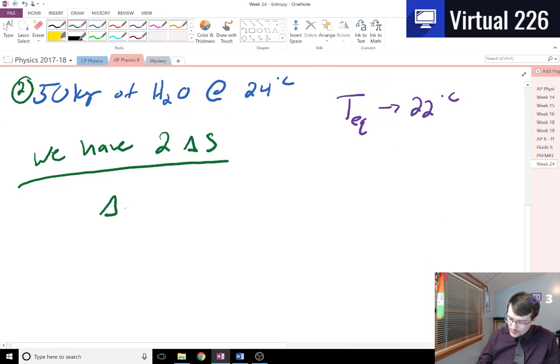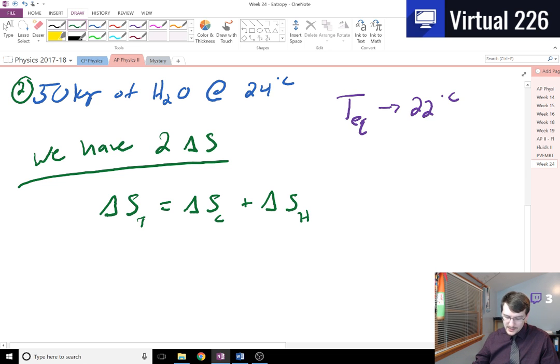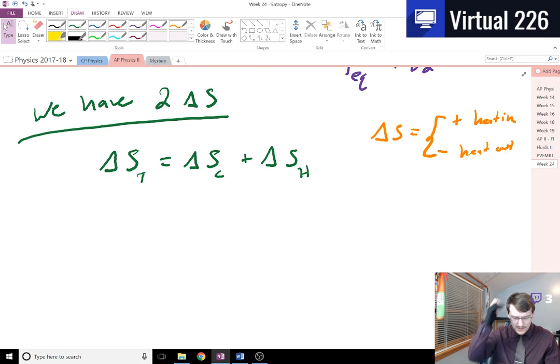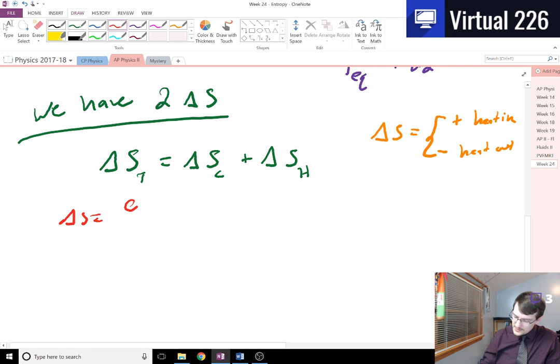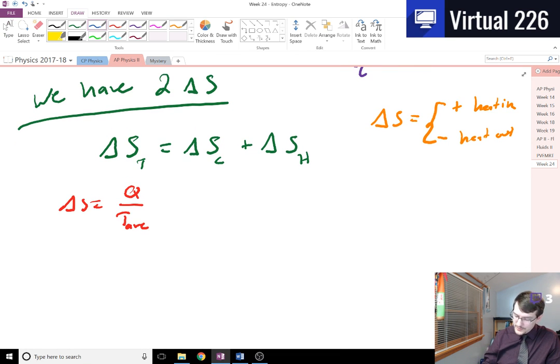So our total delta S is going to be equal to the delta S of the cool water plus the delta S of the hot water. And we should note here that a delta S which is positive means that heat is going in, where a negative is heat that is going out. So let's take a look at this here. Because delta S is for each of these Q over an average temperature, we know the Q's for each of these. We know Q has to be equal to MC delta T.